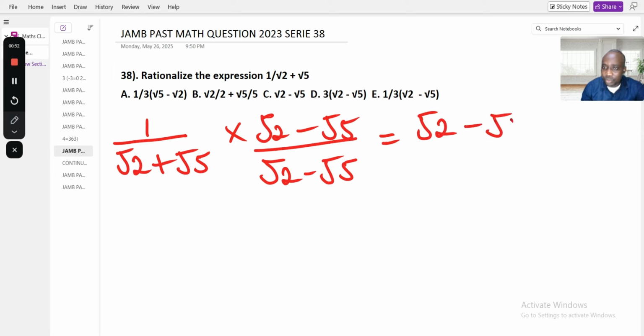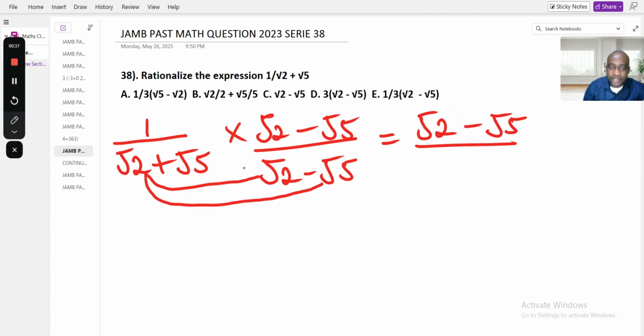Minus square root of 5. Now we multiply these two together. Square root of 2 multiplied by square root of 2. Square root of 2 multiplied by minus 5. And this one, let me draw it. This one multiplied by this. This one multiplied by this. And this one multiplied by this. This one multiplied by this one.